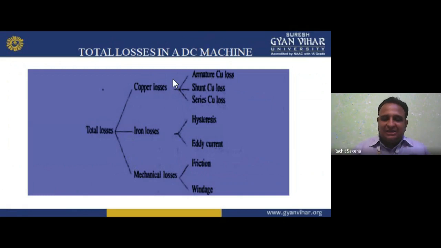In separately excited, we give a separate supply. But if I'm talking about self excited, we don't give a separate supply; we basically rely on the residual magnetism. Residual magnetism means some remaining magnetic field, because in a magnetic field there is some stored energy. The remaining magnetic field is known as residual magnetic field, residual magnetism.